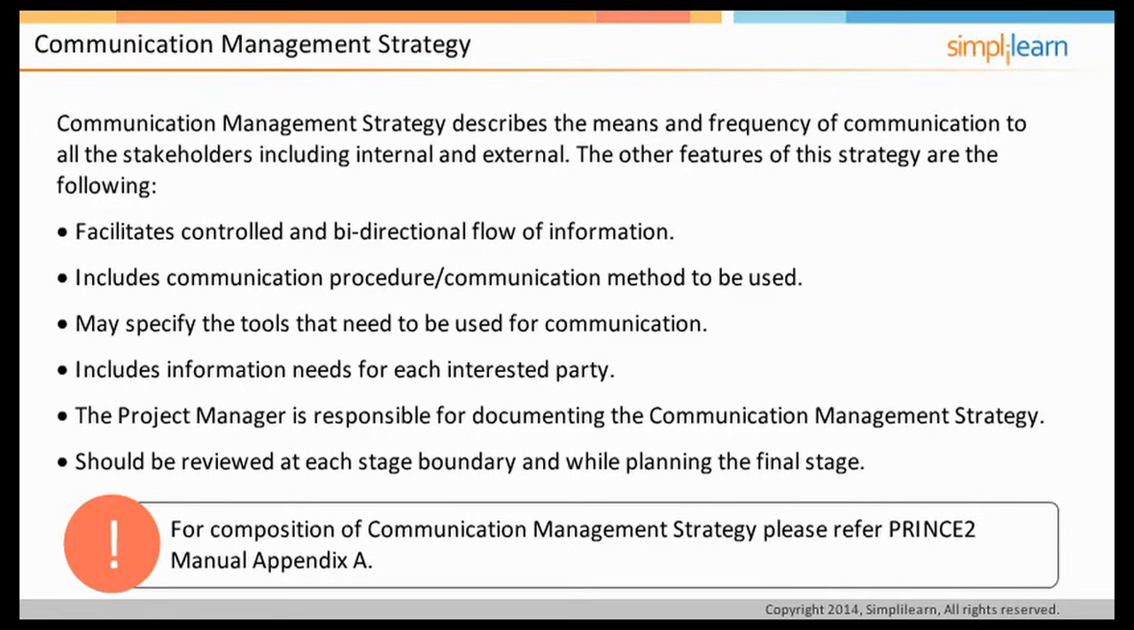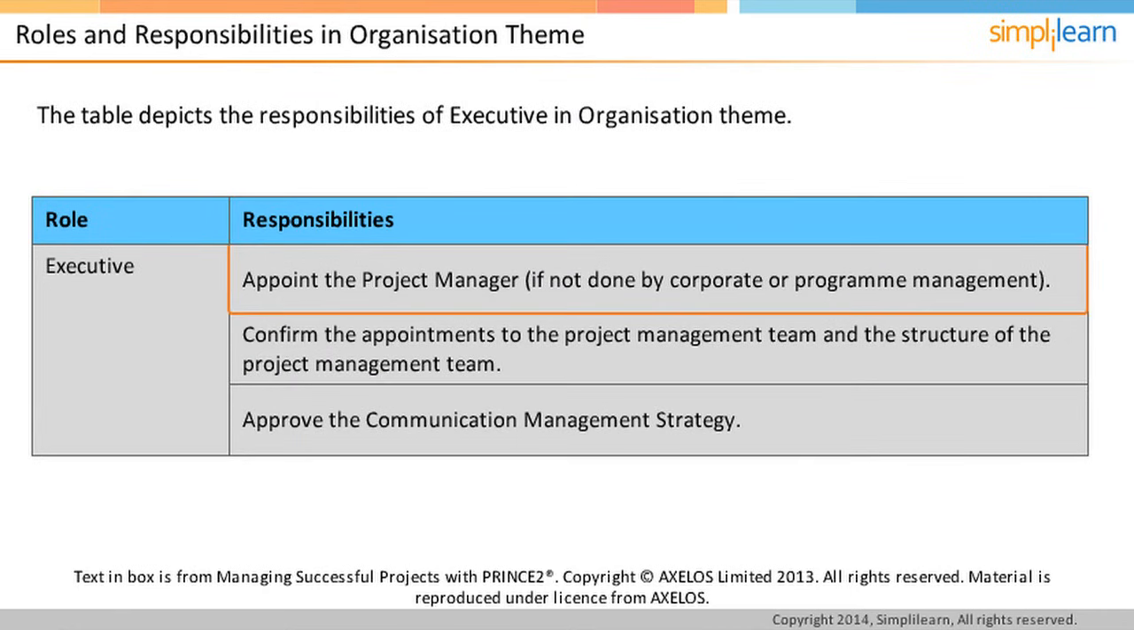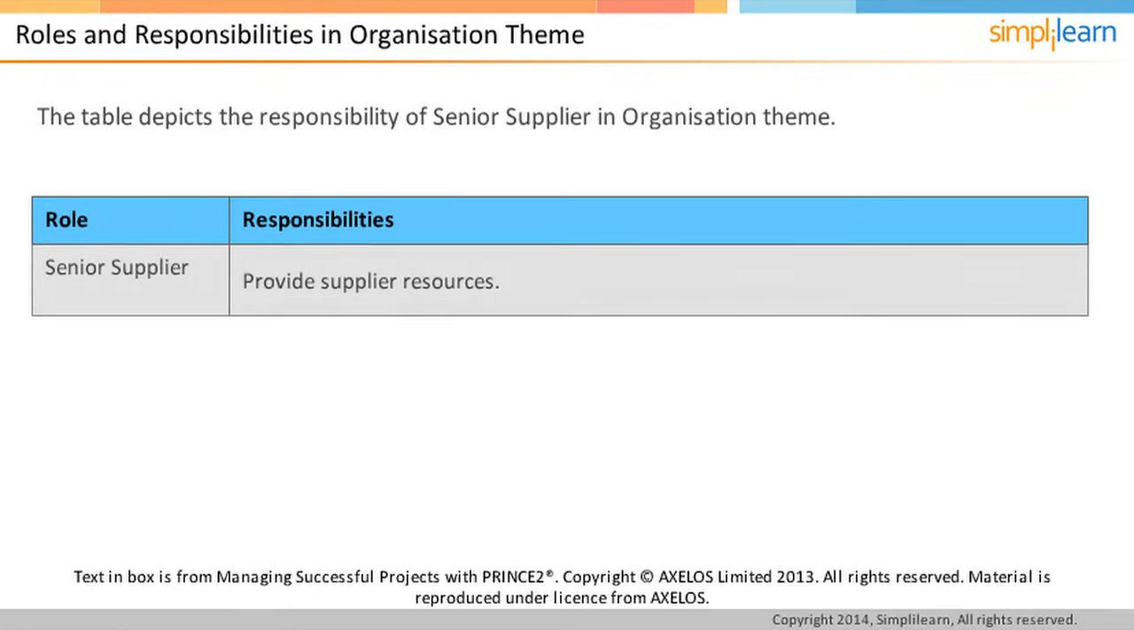The table on the screen depicts the responsibilities of corporate or program management in organization theme. The corporate program management appoints the executive and possibly the project manager. They also provide information to the project as defined in the communication management strategy. The executive appoints the project manager if it is not done by corporate or program management. He also confirms the appointments to the project management team and the structure of the project management team and approves the communication management strategy. The senior user is responsible for providing user resources and defining and verifying user requirements and expectations, as well as the project's benefits. The senior supplier is responsible for providing supplier resources to make the project's product.